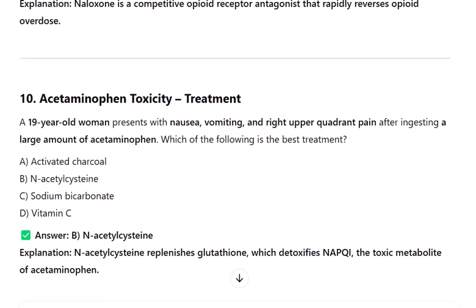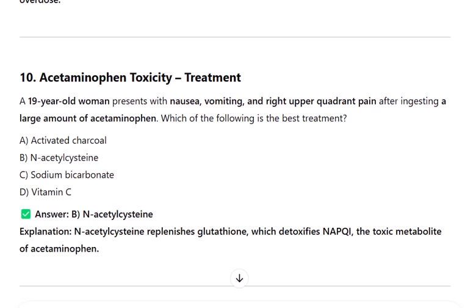10. Acetaminophen toxicity treatment. A 19-year-old woman presents with nausea, vomiting, and right upper quadrant pain after ingesting a large amount of acetaminophen. Which of the following is the best treatment? A. Activated charcoal. B. N-acetylcysteine. C. Sodium bicarbonate. D. Vitamin C. Answer: B. N-acetylcysteine. Explanation: N-acetylcysteine replenishes glutathione, which detoxifies NAPQI, the toxic metabolite of acetaminophen.